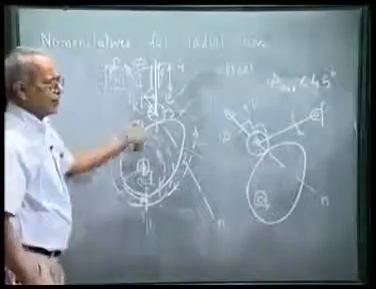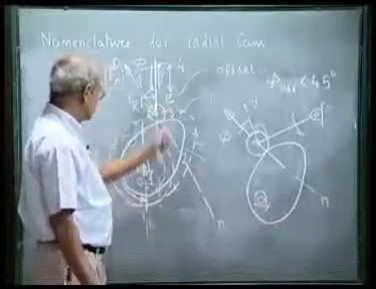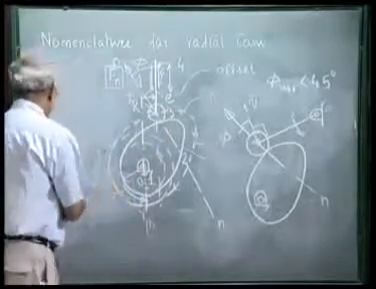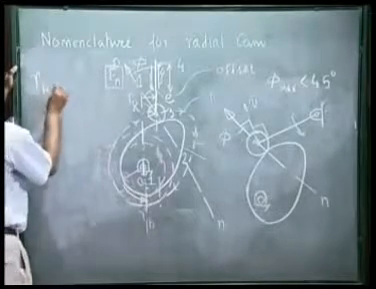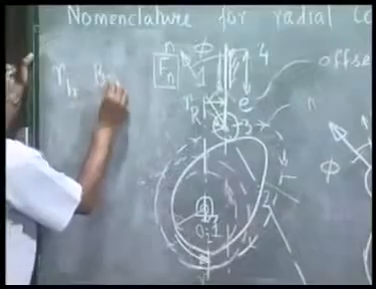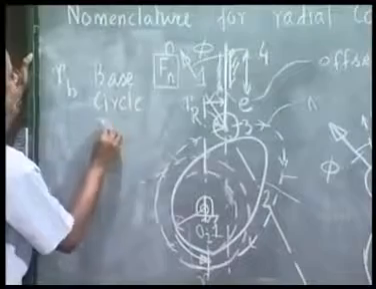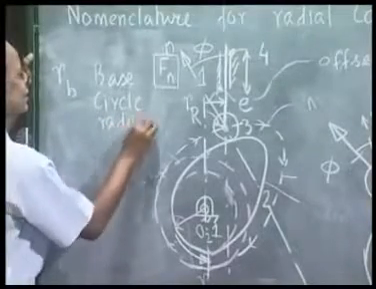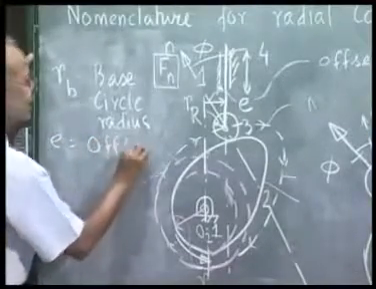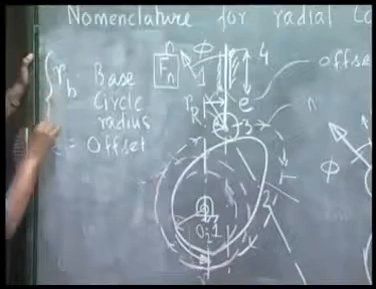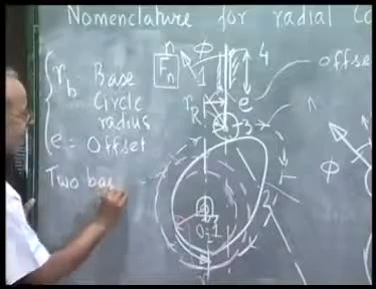Of course, all this we will have analytical expressions later on, that how pressure angle is related to all these other dimensions. So we have base circle radius RB, and E the offset. These are the two basic dimensions.